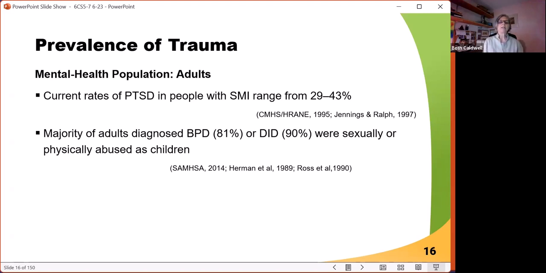And look at this second bullet. The majority of adults diagnosed with bipolar disorder, 81% were sexually or physically abused as children. That tells us so much. And how about with dissociative identity disorder, 90%. So when we're serving that adult population, any population, whether they have these diagnoses or others, it's gentleness and kindness. Next slide, please.